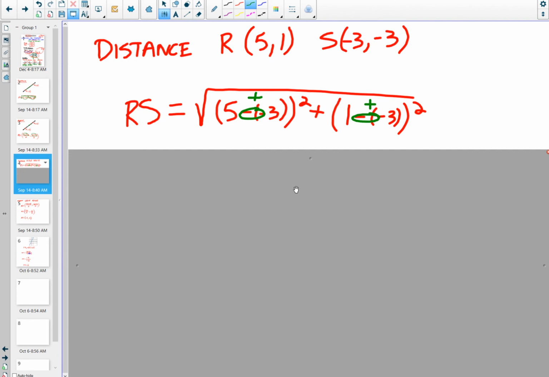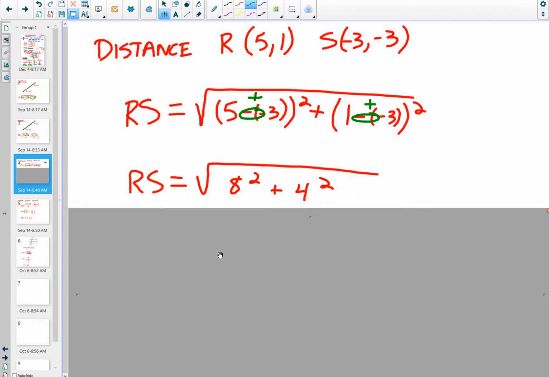Okay, so now let's just do order of operations. PEMDAS. What did I tell you is going to come first? Okay, it is parentheses, and it's supposed to be subtraction, but because of the change of signs, it happens to be that in both parentheses we are doing addition. 5 plus 3 is 8. 1 plus 3 is 4. What comes next?